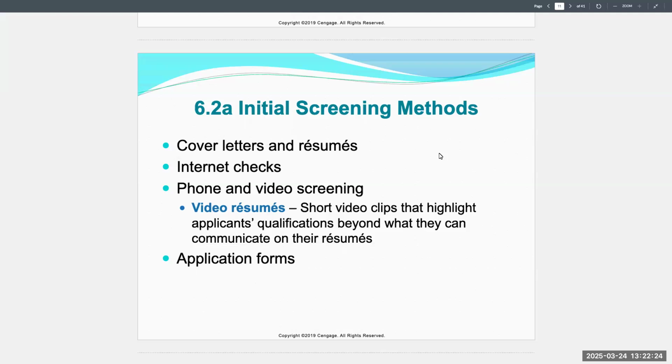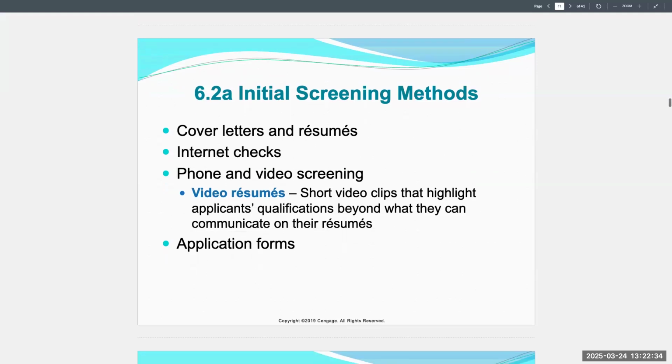Internet checks, so looking at candidates' online presence, can be useful but also problematic. There's a fine line between doing your due diligence and violating someone's privacy or introducing bias. Photo and video screening are becoming increasingly common, especially for remote or high-volume roles. These methods allow the employer to assess verbal communication, enthusiasm, and alignment with the company's tone and culture.